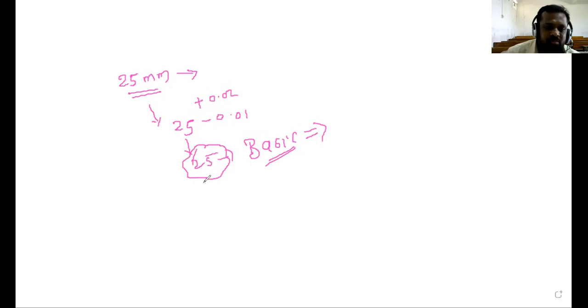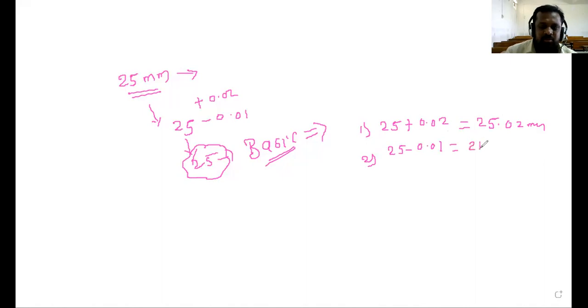Now see here, we have added the tolerances. What are the tolerances? 25 plus 0.02 mm, what is this? 25.02 mm, and then 25 minus 0.01 will be 24.99. This is the tolerance zone, or we can say the upper limit and lower limit.